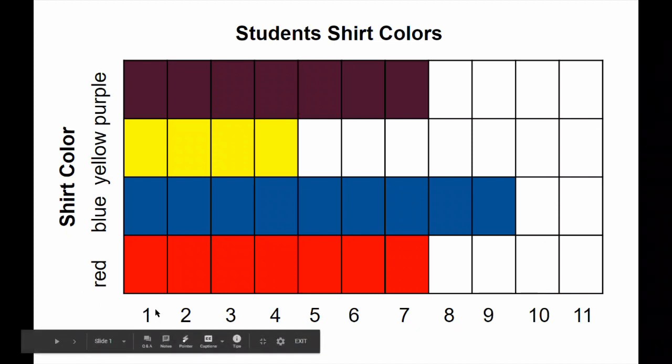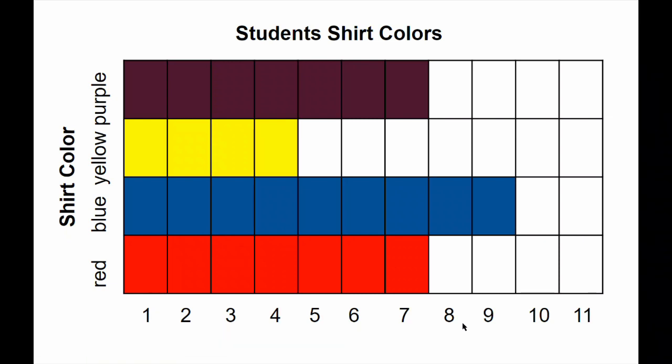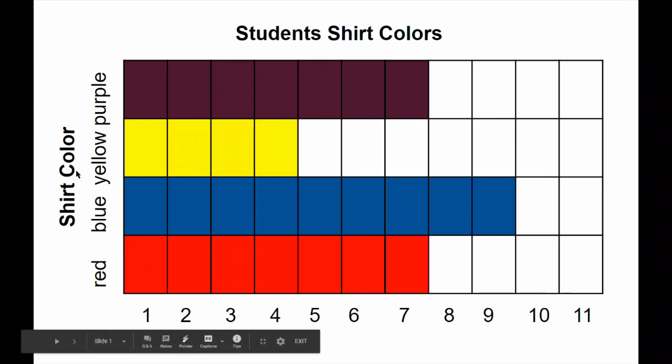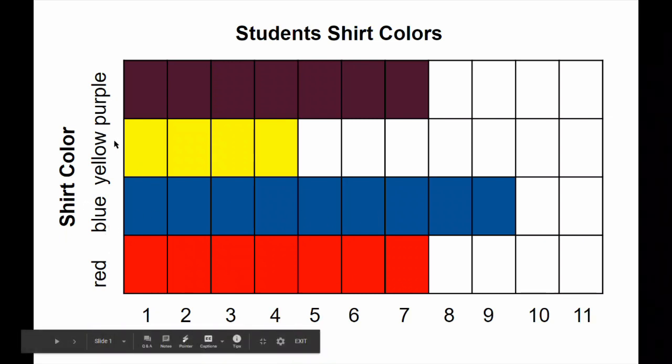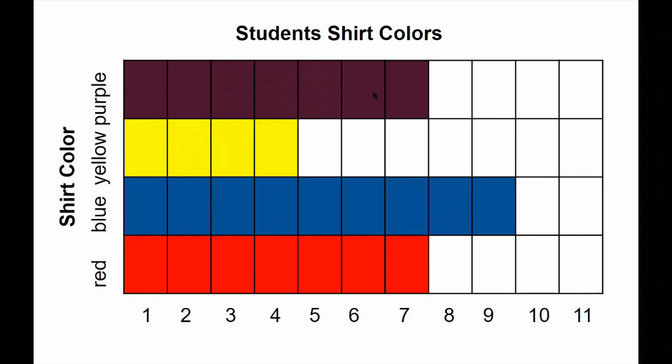Down below you see the numbers of the bar graph. This is how much of the data there is. On the left you're going to see a label, and this is called shirt color, and we have our different types. We have red shirts, blue shirts, yellow shirts, and purple shirts. This is all the data neatly displayed on a bar graph.